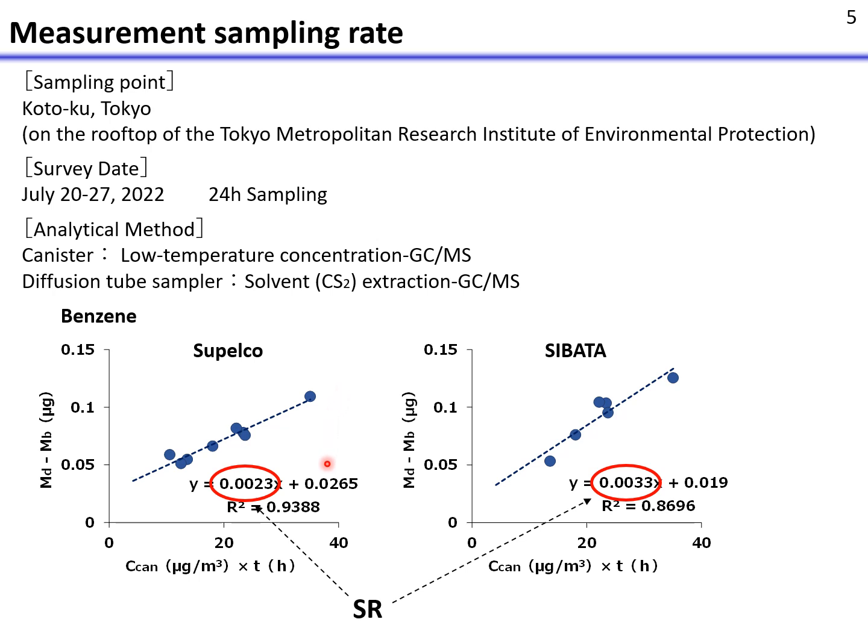For benzene, both the Spherical and Shibata samplers show a good correlation with the canister method. This indicates that for both samplers, the diffusion sampler is able to follow the changes in atmospheric concentration with the same accuracy as the canister method. The slope of the line obtained is the sampling rate. So the value of the sampling rate varies from manufacturer to manufacturer.